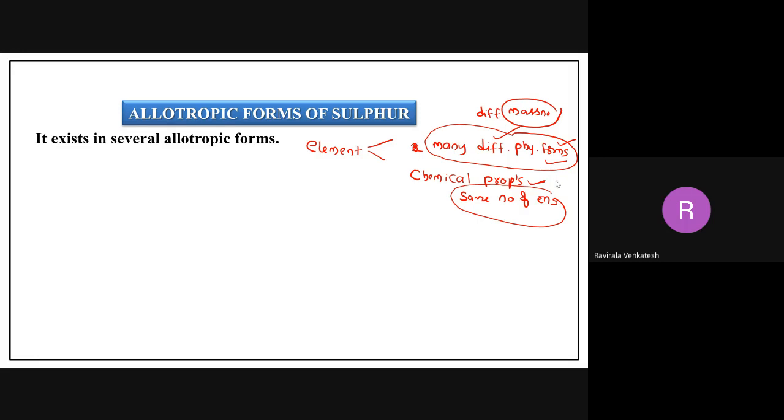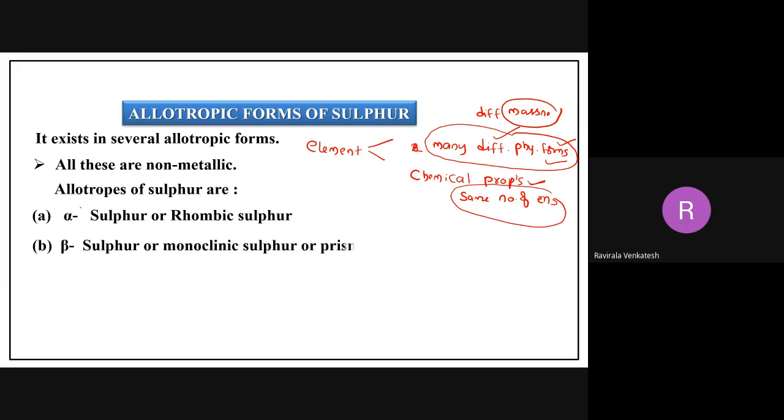Now, how many allotropes are there for sulfur? Let me check this one. First of all, if you observe here, alpha sulfur, beta sulfur, they are all non-metallic, because I already told you sulfur is what type of element? Non-metal. Therefore, all allotropes are non-metallic in nature only.